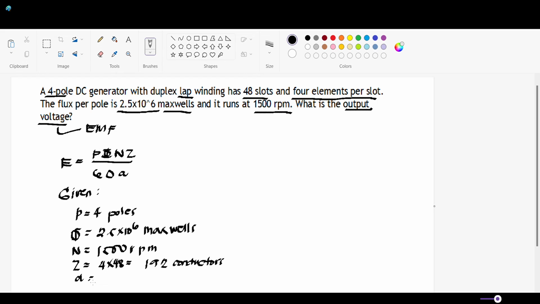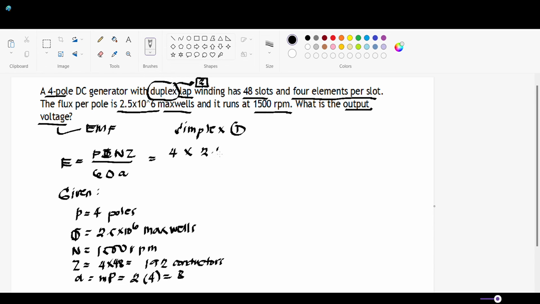And for the parallel path, since this is lap, we will be using M times P. To know the multiplicity, if this is a duplex, it means that there are 2 multiplicity. And if it says simplex, it has 1 multiplicity. So this is 2 times the number of poles, 4. We have 8.